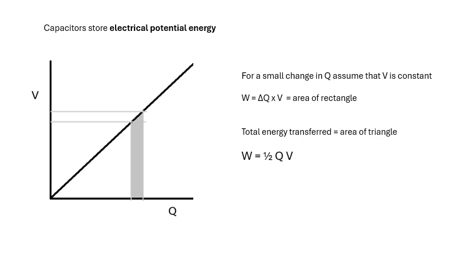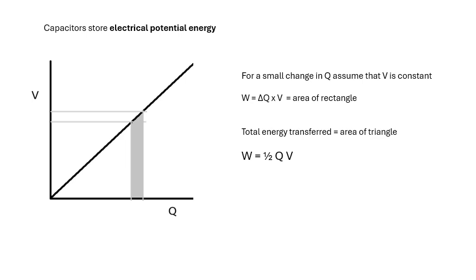For each little rectangle, the energy transferred is W equals QV. If it's a very small, thin rectangle, we assume that the voltage is constant. So for a little delta Q, the area of the rectangle is delta Q times V. The total area of the triangle is all of those added together. So the total energy transferred when it charges up is a half QV.